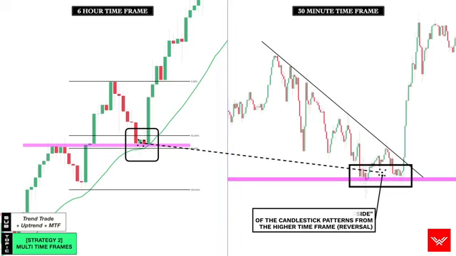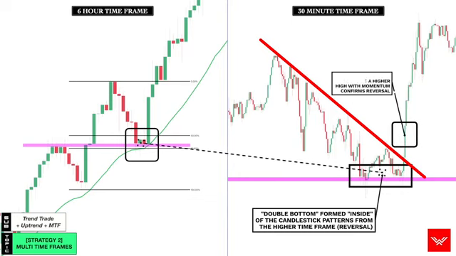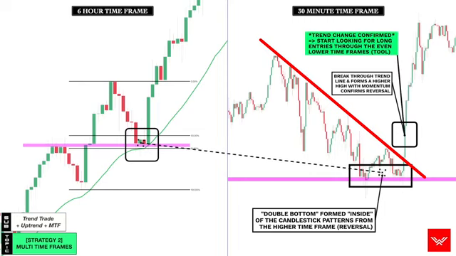The double bottom formed right at the key support level and inside of the long wick candles from the higher time frame. A trend line is placed above, connecting the swing highs. Then once price broke through the trend line and formed a clear higher high with momentum, this confirms the reversal from a downtrend to an uptrend, and you would take a long entry on the same time frame or on an even lower time frame using our entry strategy and tool.